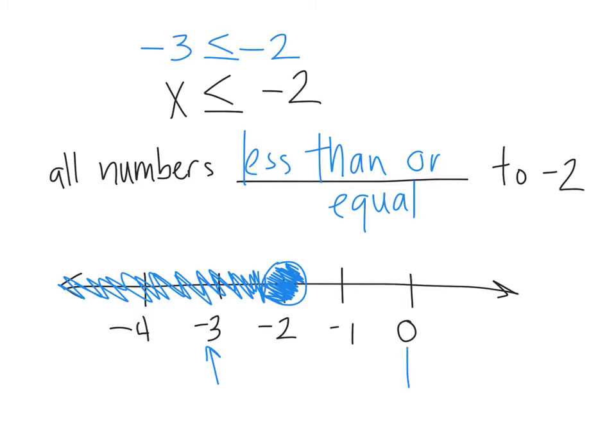If I tested out 0, and I put a 0 here instead, is 0 less than or equal to -2? And the answer is no. So I should not have 0 being shaded.